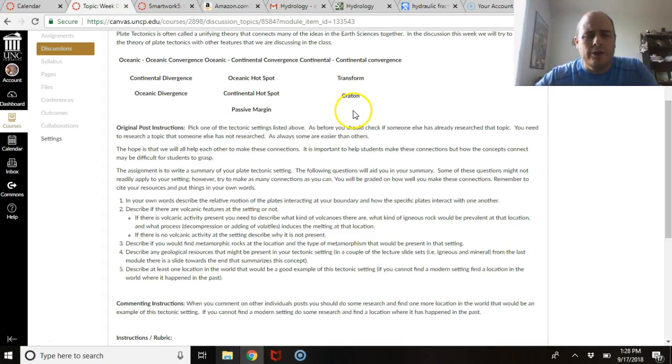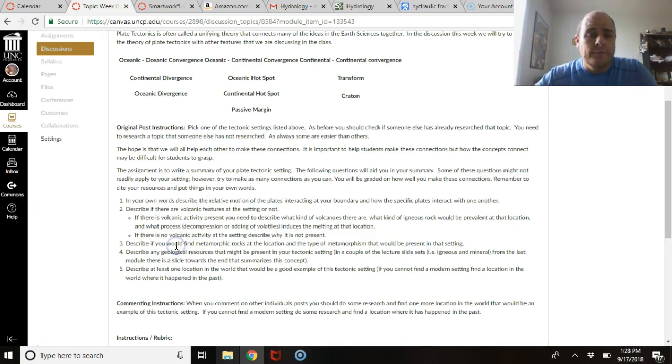But just pick one of those, and then after you pick one of the settings, you can do some research on that particular setting. You can talk about the relative motion in that. You can talk about if there's volcanic features there or not. If there is, you're going to tell me why and how, why there is, and what type they have there. And if there's not, you're going to explain why there's no volcanics there.